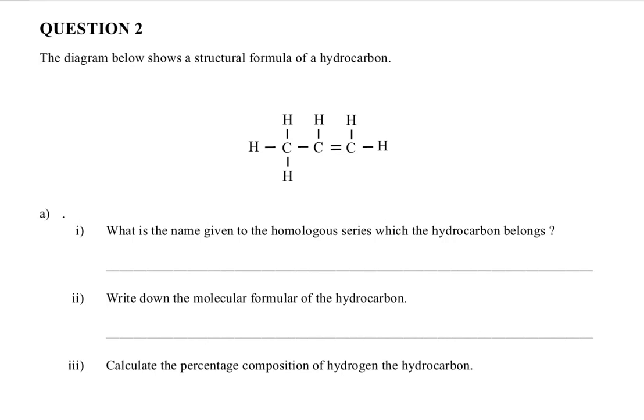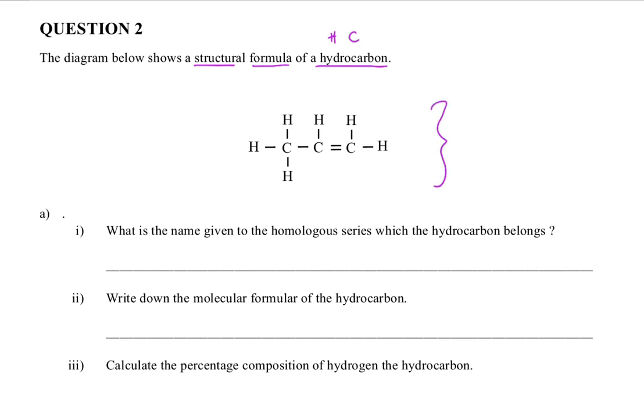We're now on question number 2, and we're still working on organic chemistry. So it asks, the diagram below shows the structural formula of a hydrocarbon. A hydrocarbon has only H and C, which is hydrogen and carbon. So this is the structural formula that has been given, which is here.